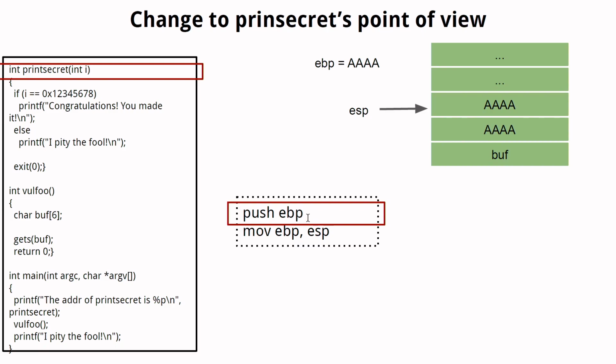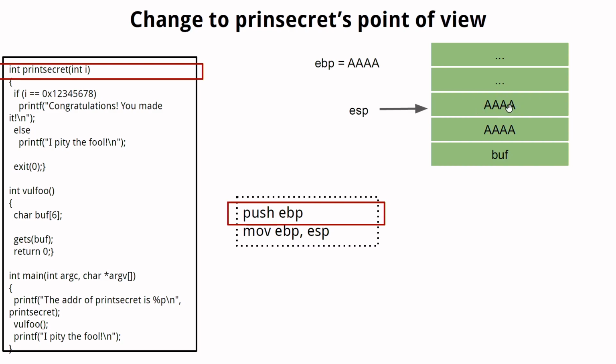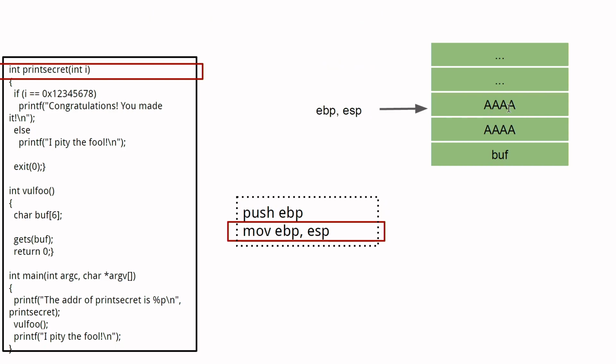EBP has a value of 4 A's, and we push EBP, so what used to be the return address, or the address of print secret, will be overwritten to 4 A's because EBP has that value. Then we move ESP to EBP, then both of them point to 4 A's.